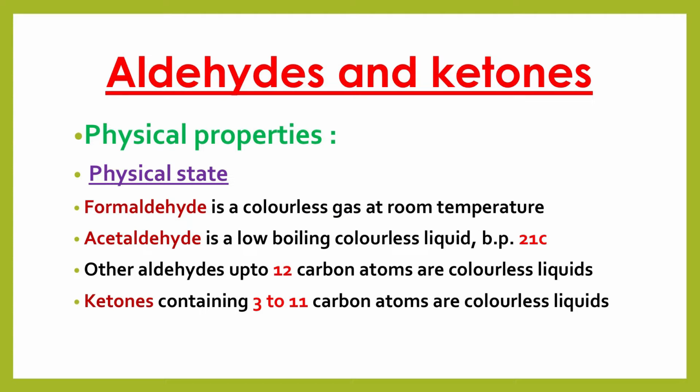The first member of the aldehyde homologous series is formaldehyde, which is a gas at room temperature. I repeat, formaldehyde is a gas at room temperature, and acetaldehyde is a liquid at room temperature. It is a low boiling liquid; its boiling point is 21 degrees centigrade.